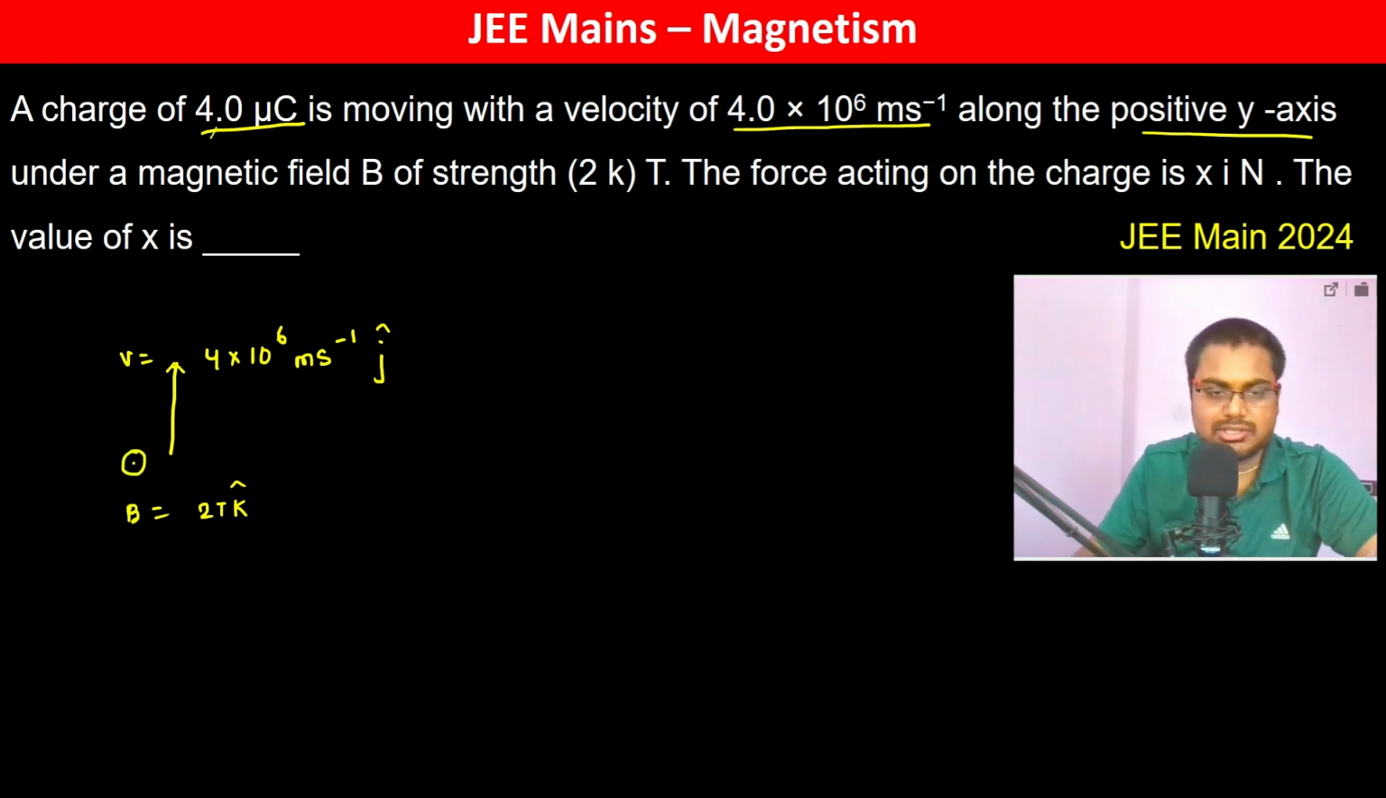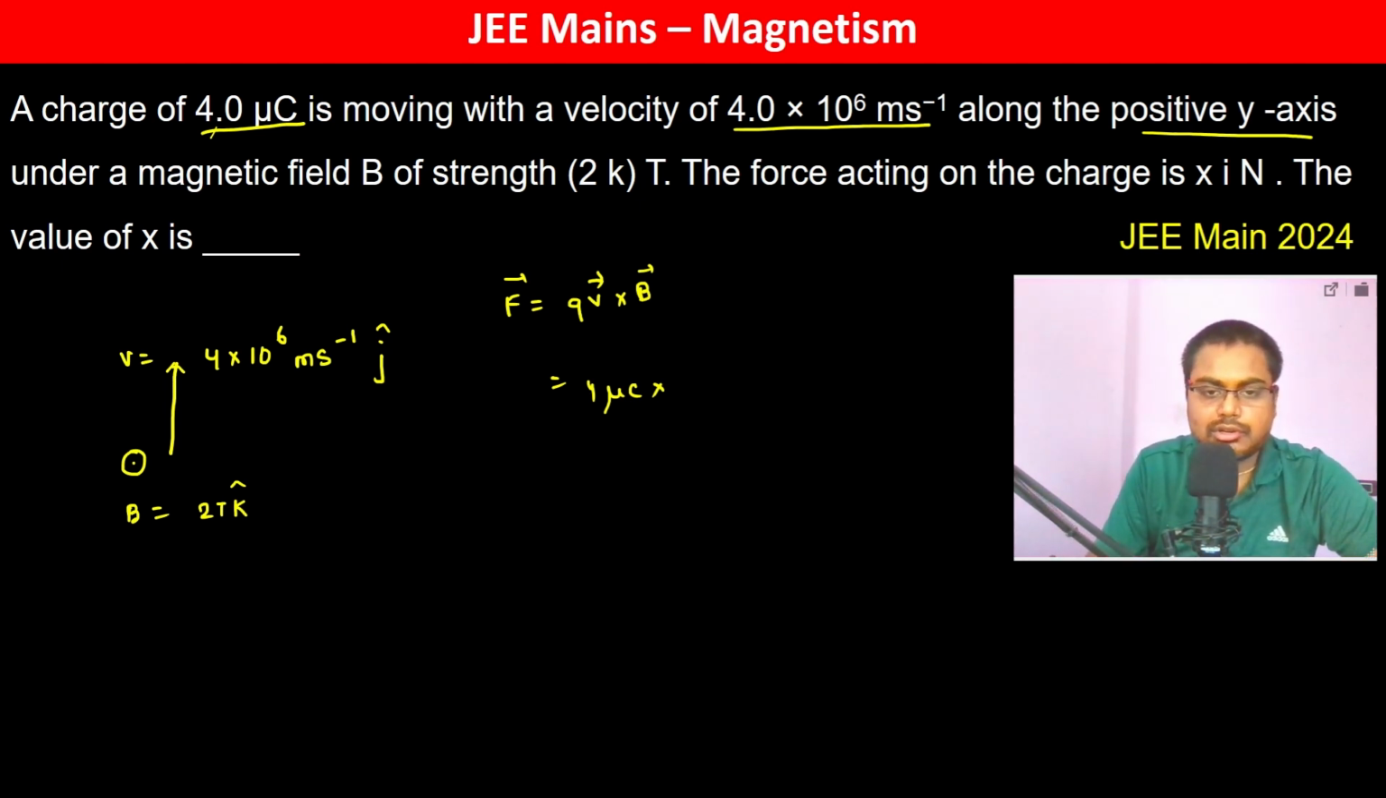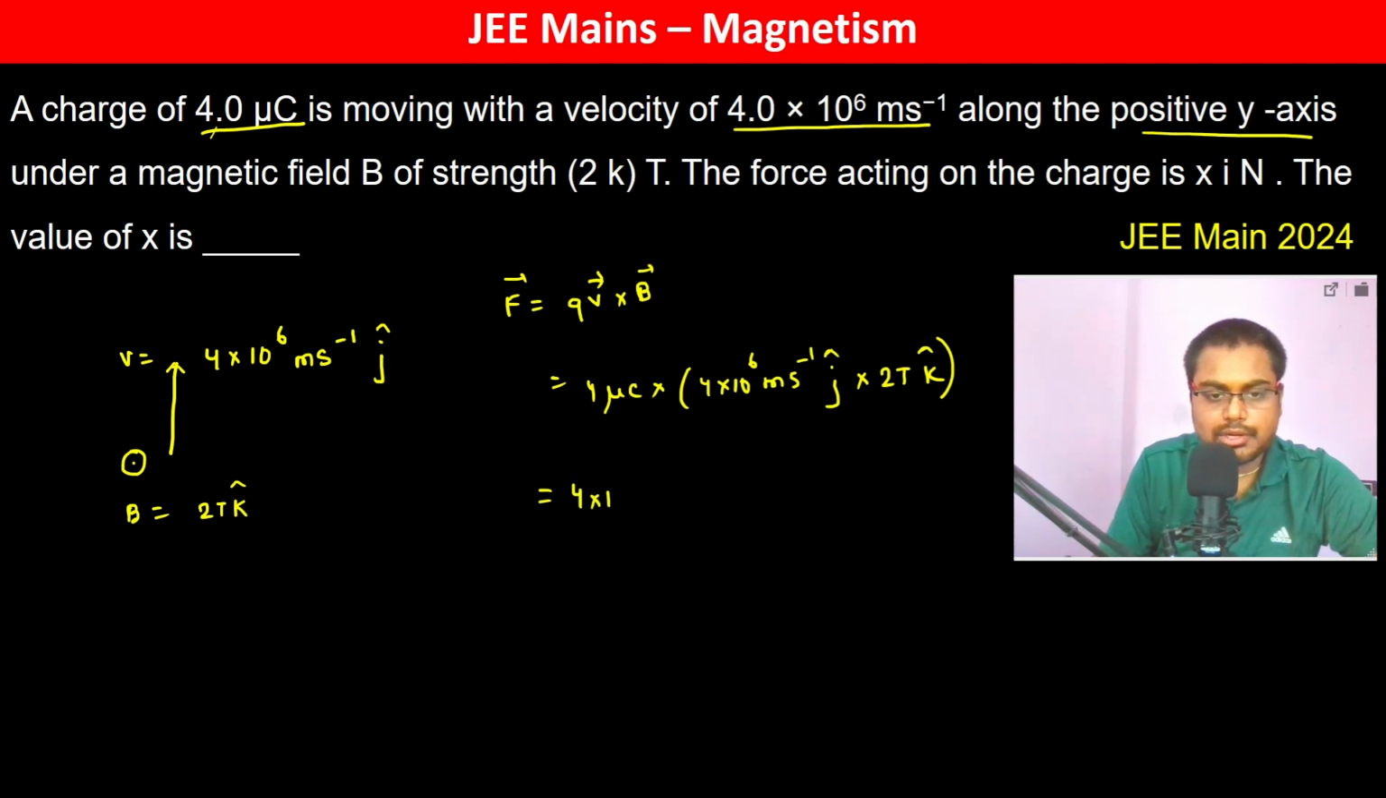The force acting on the charge is so simple. So force is going to be Q V cross B. So Q is 4 microcoulomb into V cross B. In this direction, or we can even see J cross K. So anyway, 4 into 10 to the power 6 meter per second J cap cross 2 Tesla K cap. This is equal to 4 into 10 to the power minus 6 into 4 into 10 to the power 6 into 2. J cross K is I Newton.